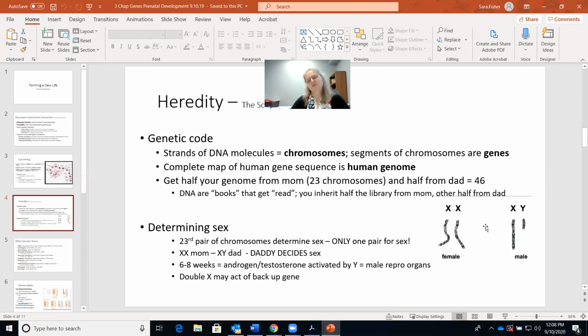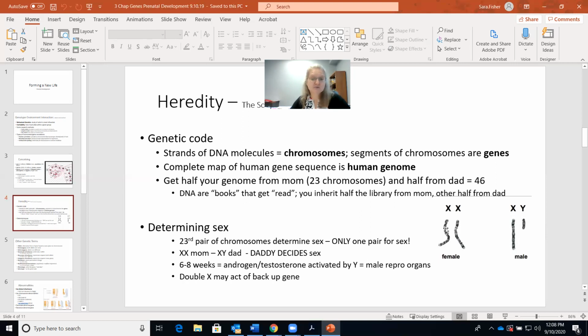This is why we see mothers passing on their genes for baldness to their boys. If your dad gives you an X and your mom gave you an X with baldness, well, you're going to be a girl. If your mom gives you an X and it has baldness, and your dad gives you a Y, you're now a boy who's going to be bald. So you can blame your mom.